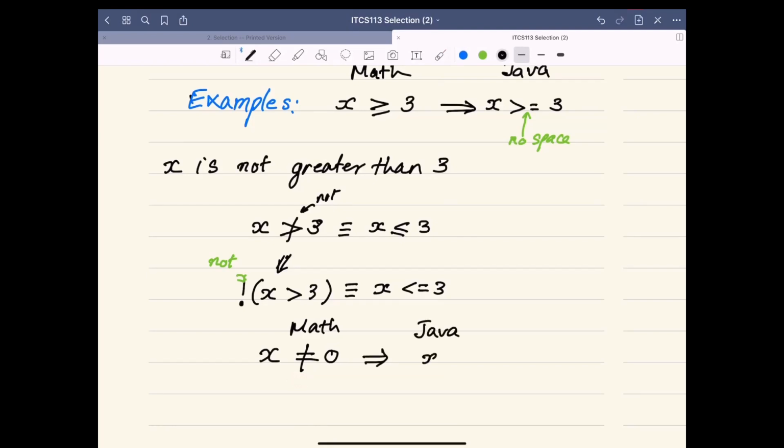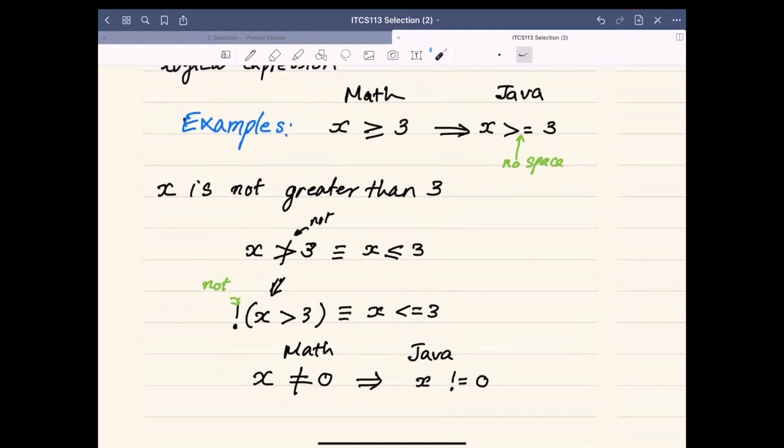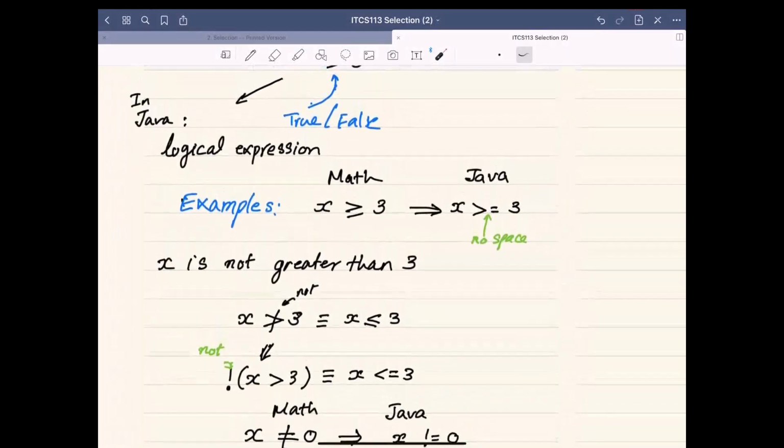You write x and you put not and you put equal in front of it and you write 0. As we said before, this symbol, you pronounce it as not. So you say not. So here you say not equal to 0. This is just an introduction on the difference between inequalities and logical expression.